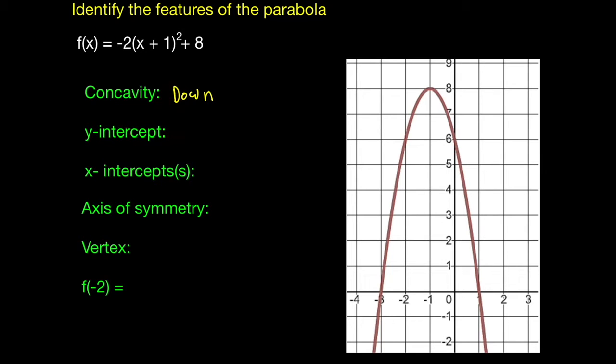Let's move to the y-intercept and recall that the y-intercept is the point where the graph crosses the y-axis. And the y-axis is this line that I'm tracing with this red dot here. And we see that it's right here. The coordinates of this point are going to be (0, 6). And that's going to be the y-intercept.